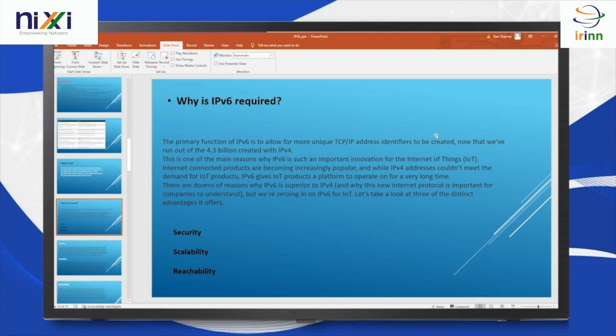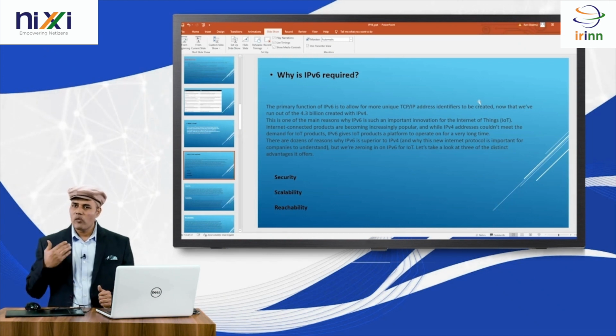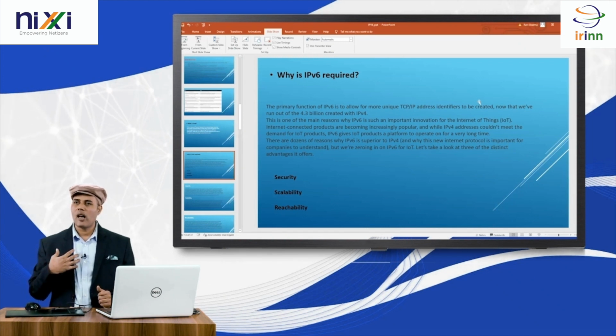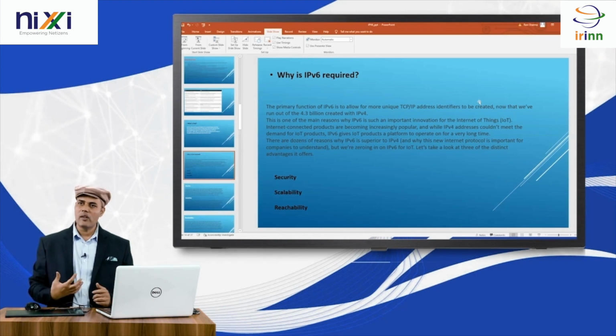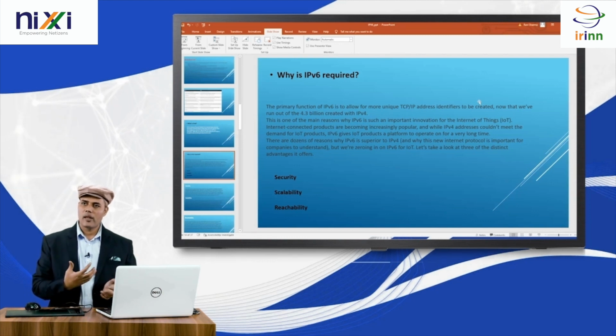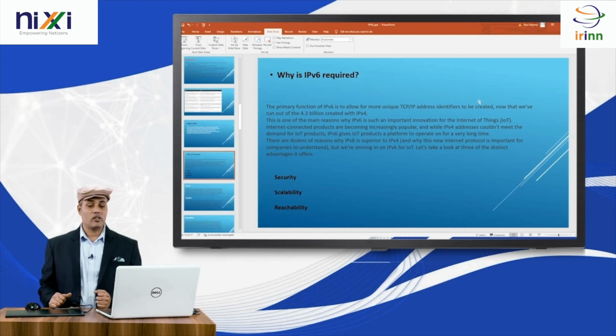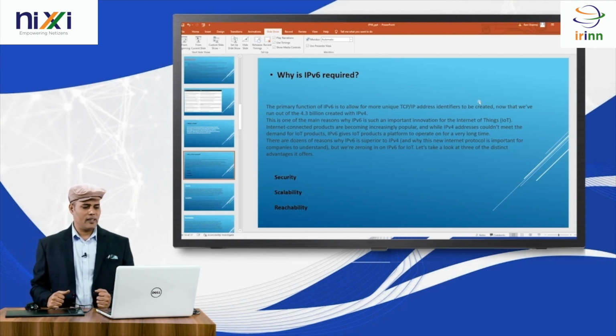There are dozens of reasons why IPv6 is superior to IPv4 and why this new Internet protocol is important for companies to understand, but we are zeroing in on IPv6 for IoT. Let's take a look at three distinct advantages it offers. Because we have to move with the new technology, we need to understand how it behaves and how it works. Only then can we understand what security measures we have and what threats are available, so that accordingly we can provide a secure environment. So the first consideration is security, then scalability and reachability.